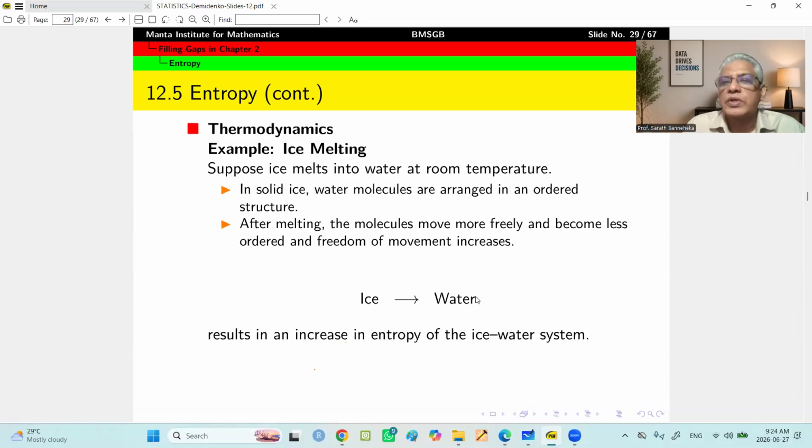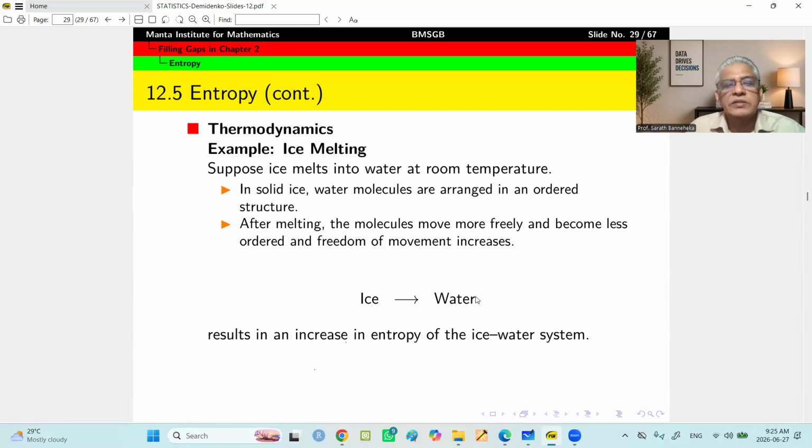So let us look at a few examples, one from each field or each area. In thermodynamics, for example, if we consider some ice melting situation, suppose ice melts into water at room temperature. In solid ice, water molecules are arranged in an ordered structure. There is no randomness that much. Molecules don't have the freedom to move in that case.